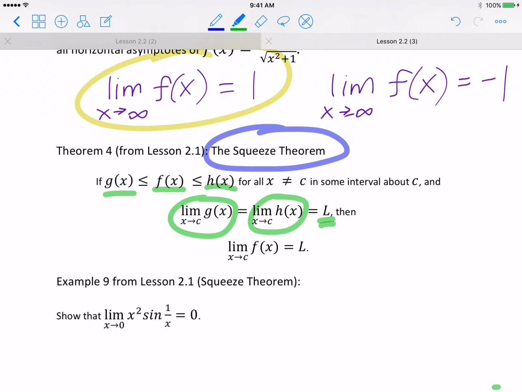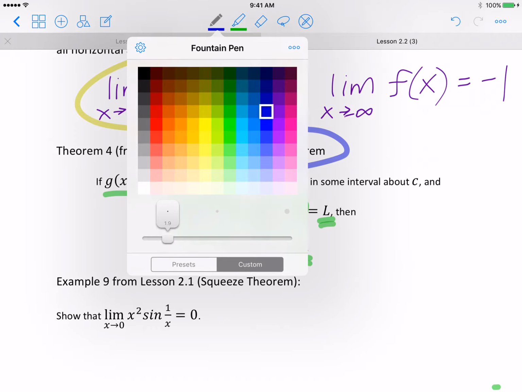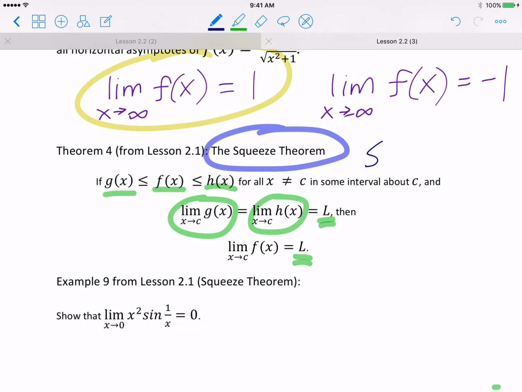function f of x has no choice. The limit of the function f of x as x is approaching c has to be in between those values. So in turn, that value also has to be L as well. The squeeze theorem is also known as the sandwich theorem. But you get the idea. The limit for f of x is being sandwiched or squeezed in between the limits of g of x and h of x.